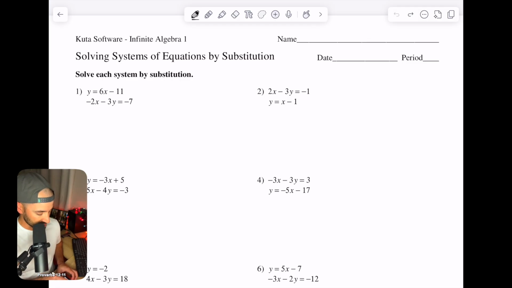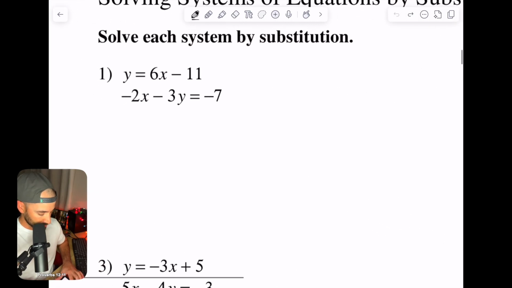The first example is number 1. We're not going to work through every single problem, but these are some good examples. So number 1 is y equals 6x minus 11 and negative 2x minus 3y equals negative 7. So substitution just means we need one of our equations to be equal to x or y, okay? So they've already done that for us.